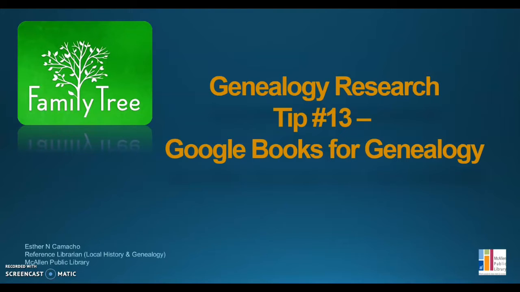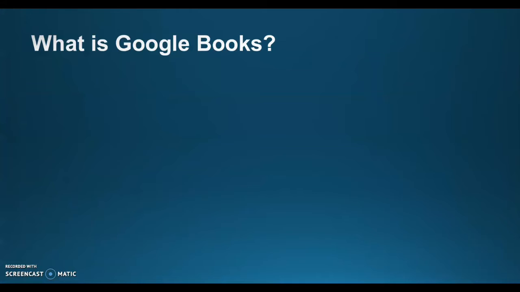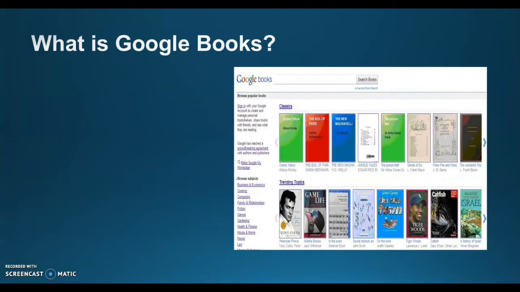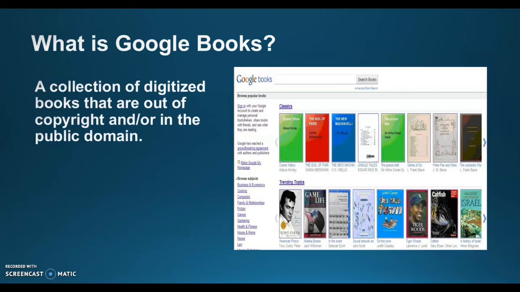Google Books for Genealogy. Now we all do our research and we always look at books. Another option is Google Books. So what is Google Books? Well, it is a place that you can go that's online. It is a collection of digitized books that are either out of copyright or in the public domain that have been put on Google Books. It includes magazines and it also includes newspapers. It is a great option when you're looking for that rare document or that rare book to look in Google Books and see if they actually have it scanned.